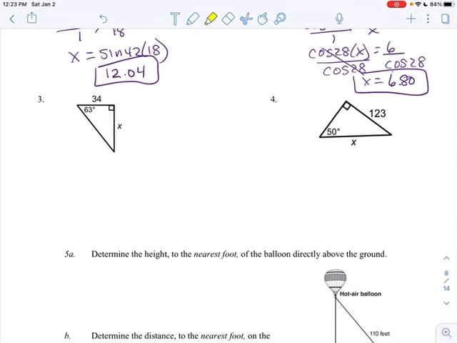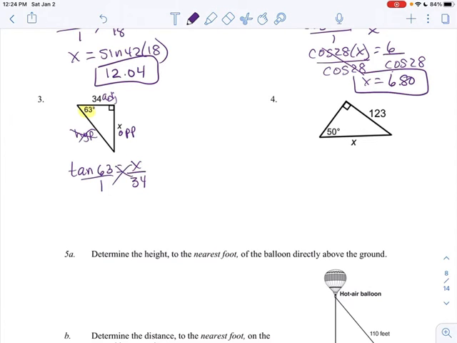All right, number 3, let's start with highlighting the angle, labeling the sides. This is adjacent, this is opposite, this is hypotenuse. I don't have the hypotenuse, so I'm not going to use the hypotenuse. I'm using adjacent and opposite, therefore I'm going to use tangent. So tangent of 63 equals opposite over adjacent.